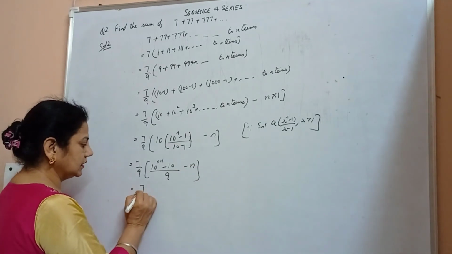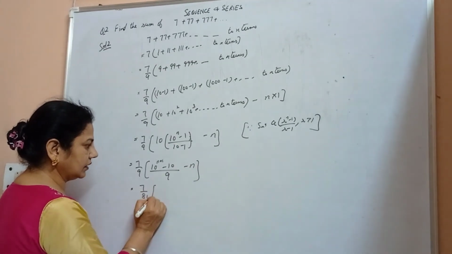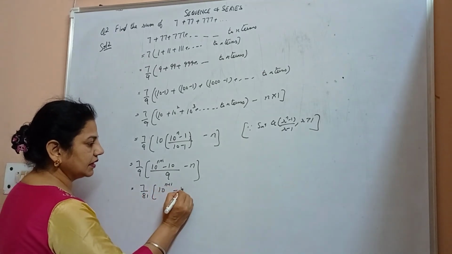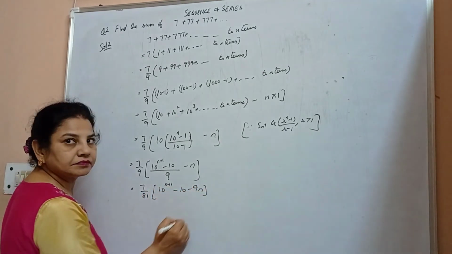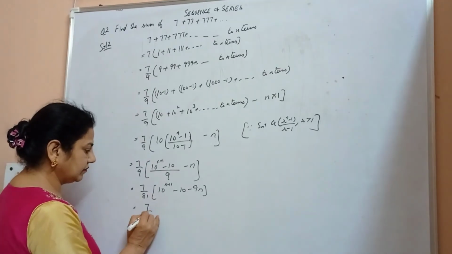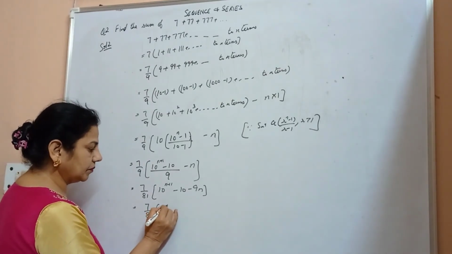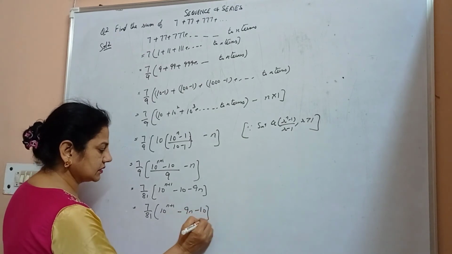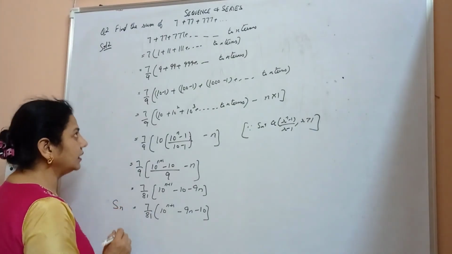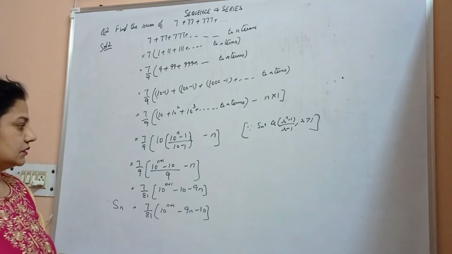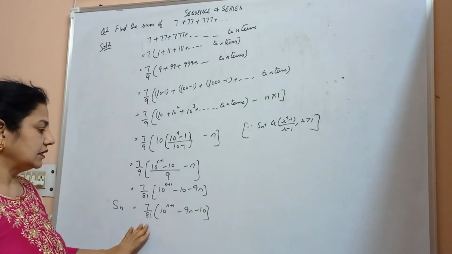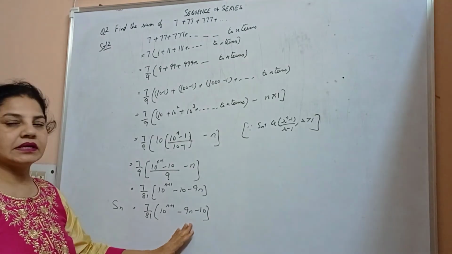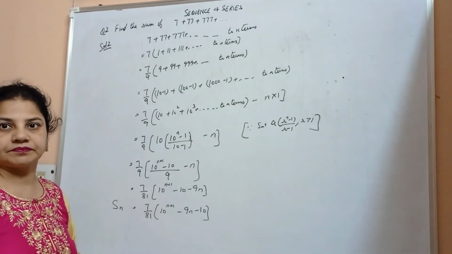Take the LCM. 7 by 81, 9 multiplied by this: 10 to the power n plus 1 minus 10 minus 9n. So here we get 7 by 81 times (10 to the power n plus 1 minus 9n minus 10) as the sum of n terms of the series. The sum of n terms of the series is given as 7 by 81 times (10 to the power n plus 1 minus 9n minus 10).